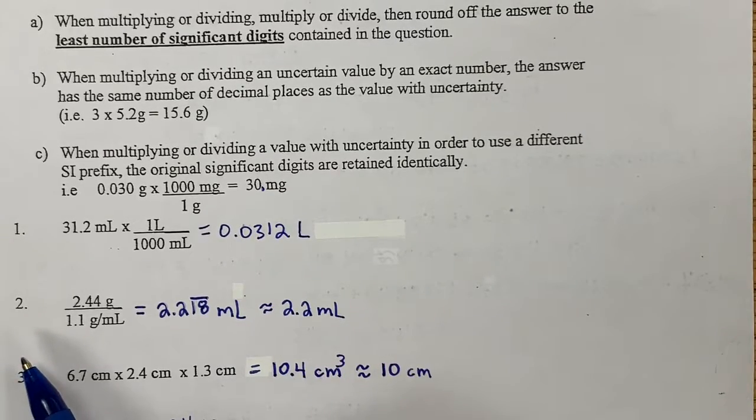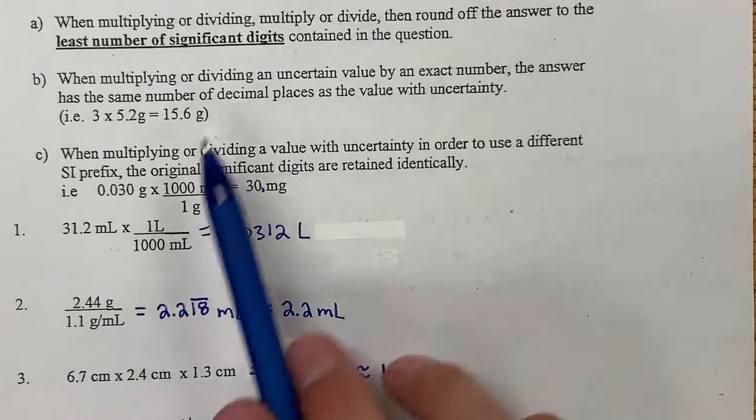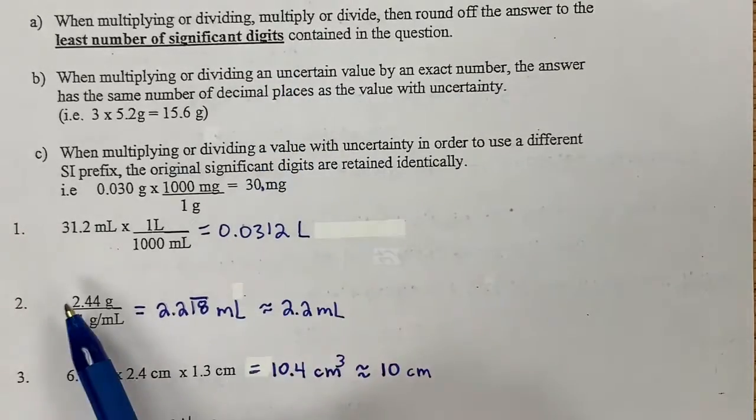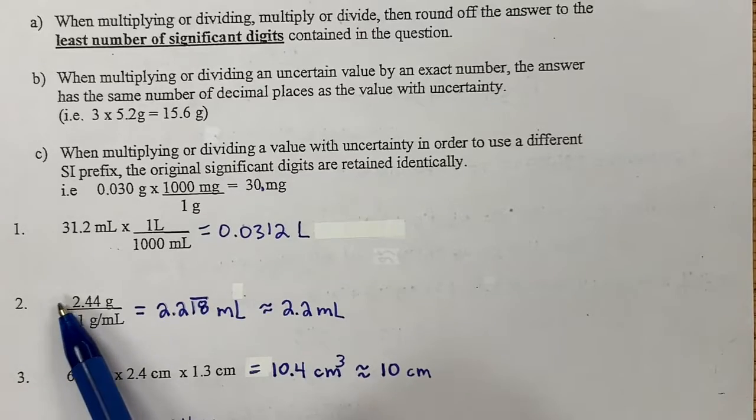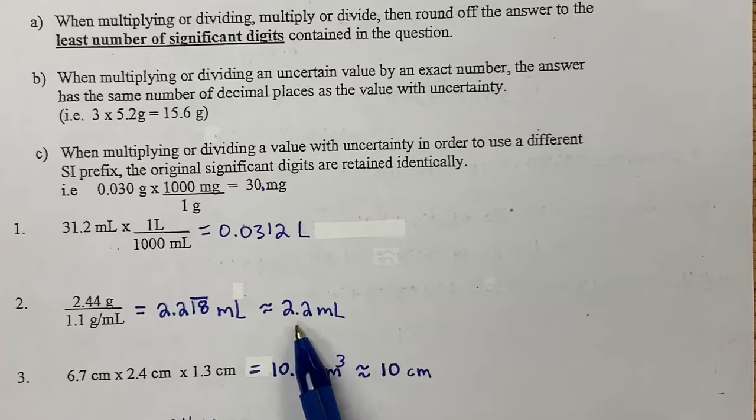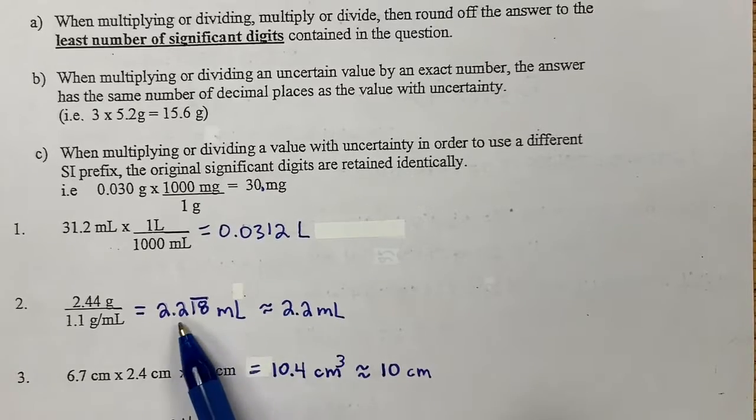This second one is following the first rule because these are just 2 measured values. This is a mass and this is a density. I notice that my top number has 3 significant digits and this one has 2. So I need my final answer to have only 2 significant digits, so I must round to the nearest tenth in this problem.